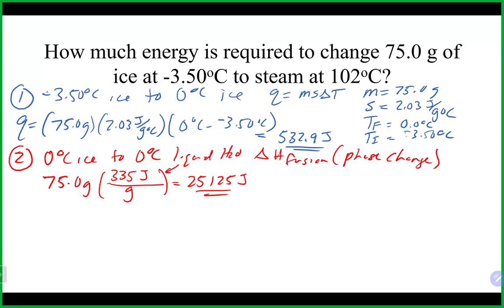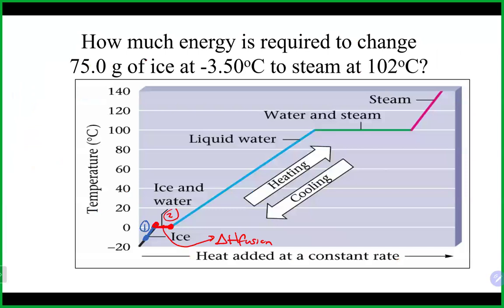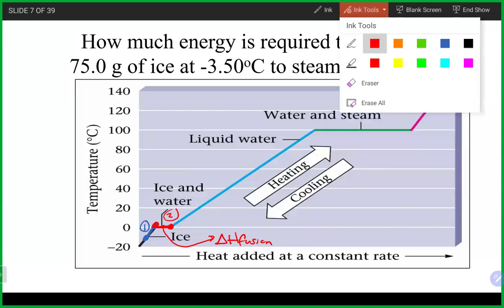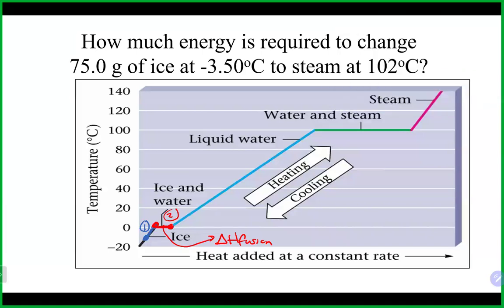The next thing that's going to happen in our route to steam is we're sitting about right there in our graph. We have to actually go from 0 degrees liquid water all the way up to 100 degrees liquid water. And that would be our third step.